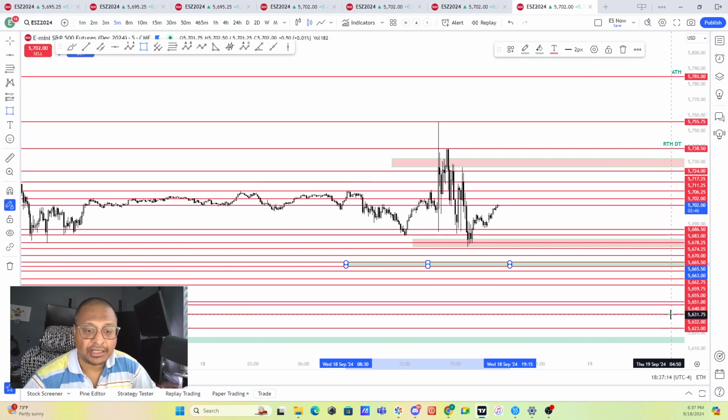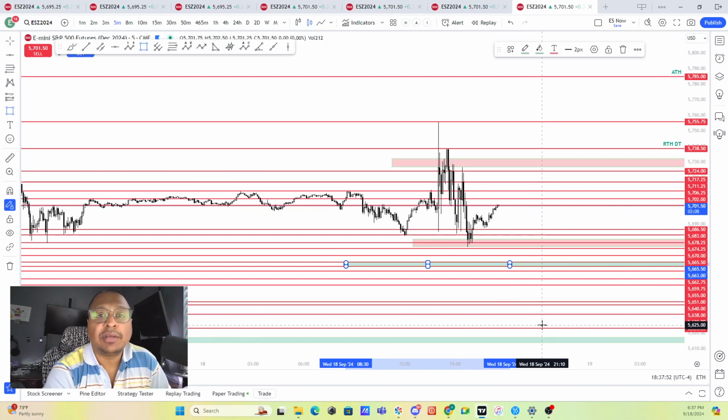And then if we break that down, we will come to this 31 and subsequently to this 5624 line, which we are primarily looking at. But all these will become activated only when we give up this 5670 line, and then we are breaking down this 5664 to the 5662 area. Only then we will start to think that there is a possibility that the market may come down to the 5624 areas as well.